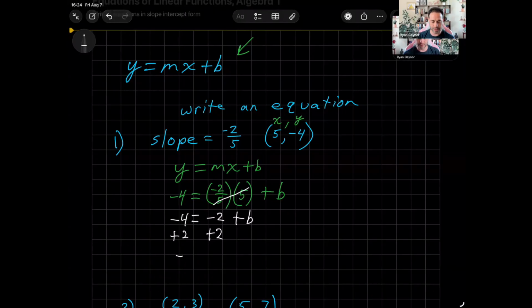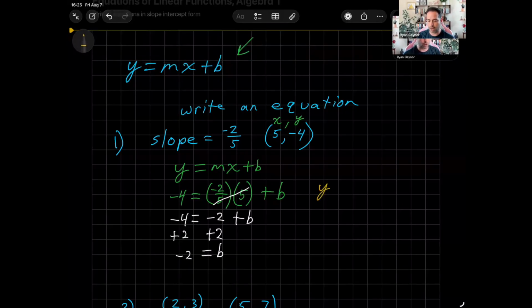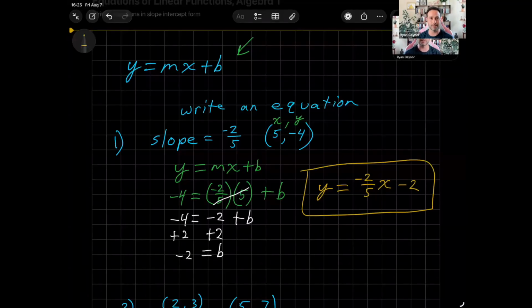So now we have -4 plus 2 is -2, right? Because if I borrow $4, that's negative. And then I gain $2, I still owe $2 more, right? Because I borrowed 4. Equals b. So now I can write my final equation, which is y equals the slope, right, which is the -2/5 times the x, and then the b, since the b is -2, I write -2. And this is our final answer.